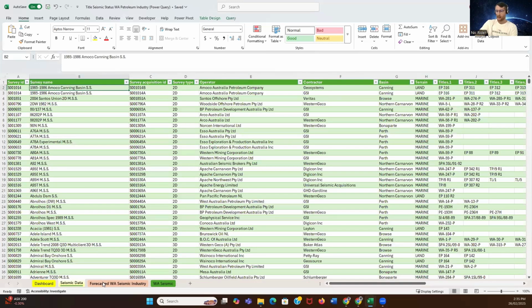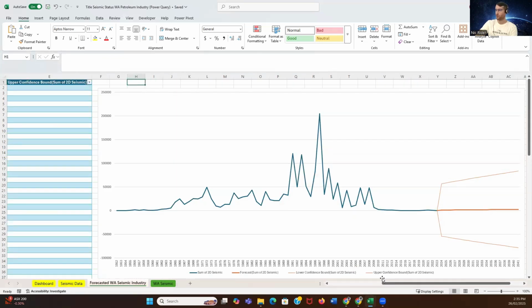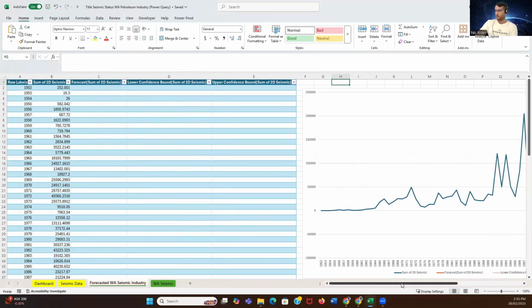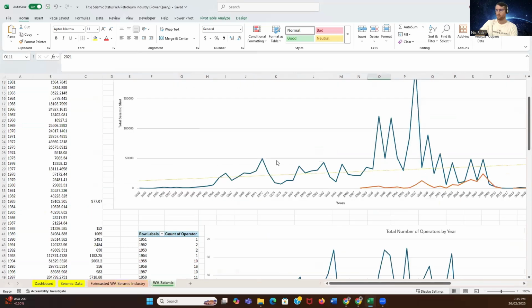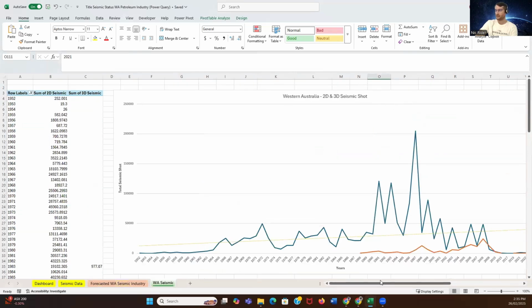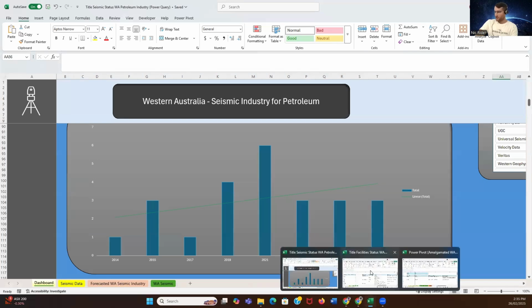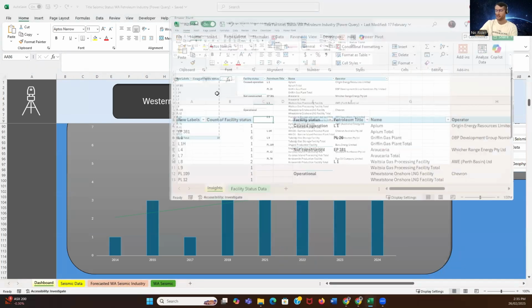So this is the data here that was cleaned up, retrieved from the Western Australia petroleum mining website. Over here, a bit of a confidence interval to see what's going to happen. Realistically, we're looking at not a lot of growth within this field. We're not going to see these peaks again. Coming over here next, these are the graphs that I've built and how I've calculated it out. All right, I'm just going to quickly touch on tidal facility status.